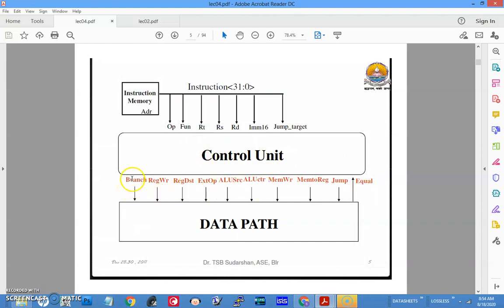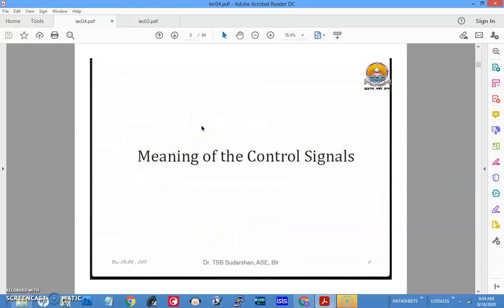Hope you remember the purpose. Branch is asserted when the instruction is a branch. Register write is asserted when there is a register write. Similarly, hope you remember the purpose of each of the control lines that will be fed to the data path. That is the task of the control unit. So the control unit is responsible for generating the necessary control signals for the data path from the instruction. Let us see the details. How do we implement that?